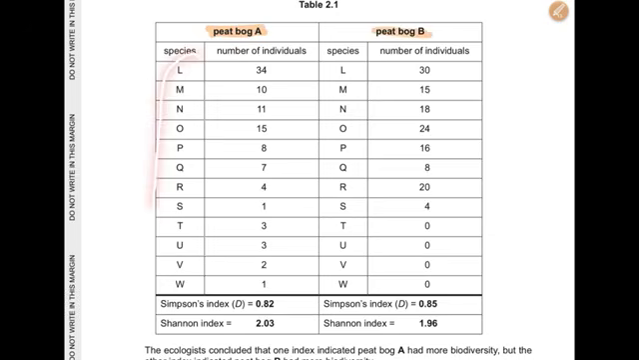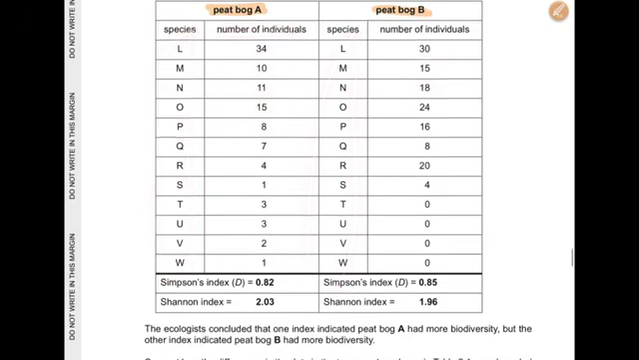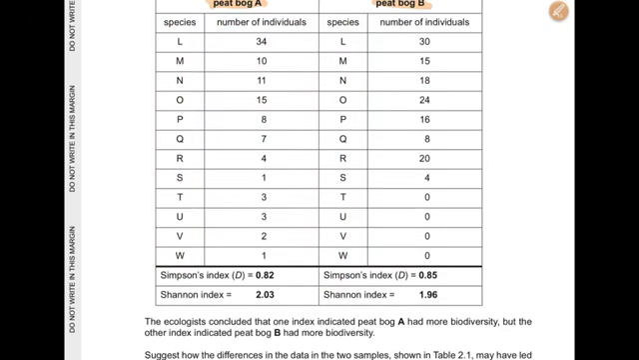Both of them have different species, and the number of individuals per species is given in the second row for both of the peat bogs. Okay, so below that we have 2 indices: the Simpson index as well as the Shannon index.